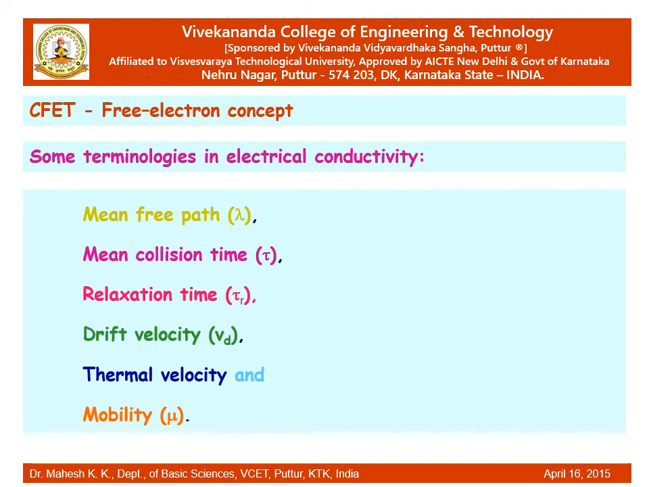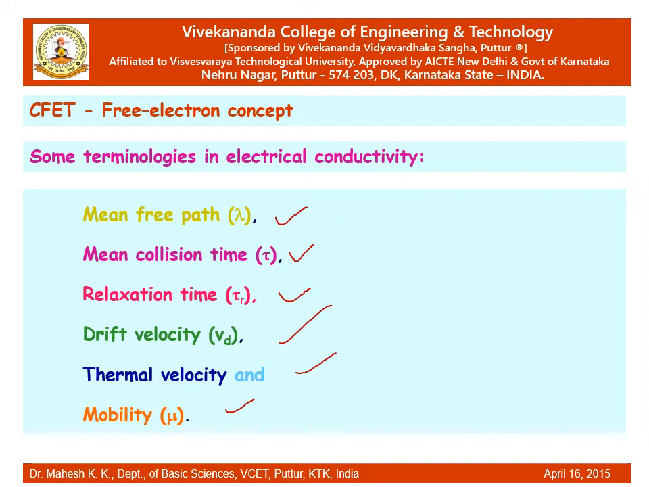So we have the classical free electron theory. And now let us define some of the terminologies which come in electricity, like mean free path, mean collision time, relaxation time, drift velocity, thermal velocity, and mobility. Most of them you have studied in your previous class.